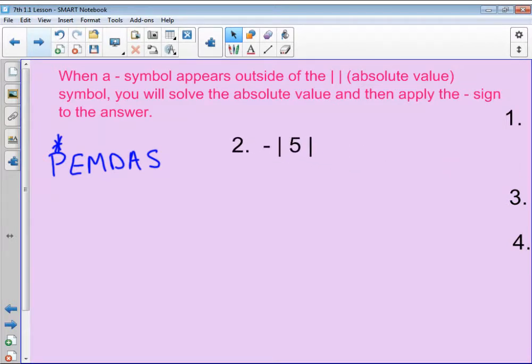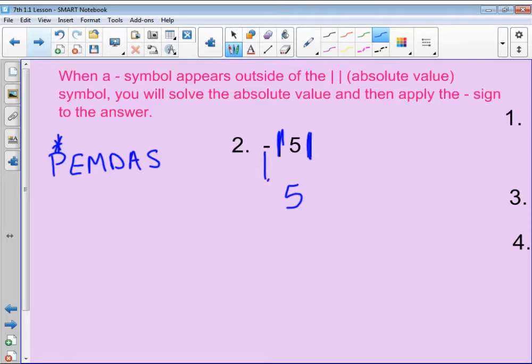How about this one? The opposite of the absolute value of 5. Well, let's solve this part first. We have to follow orders of operation. The absolute value of 5 is 5, and you guys have been doing that, so it should be pretty easy. Now, because this negative sign was on the outside of the absolute value bar, we will go ahead and apply it. So now our final answer is negative 5.